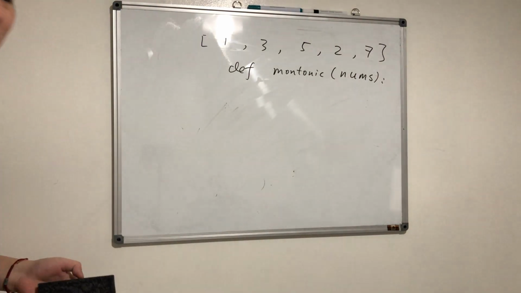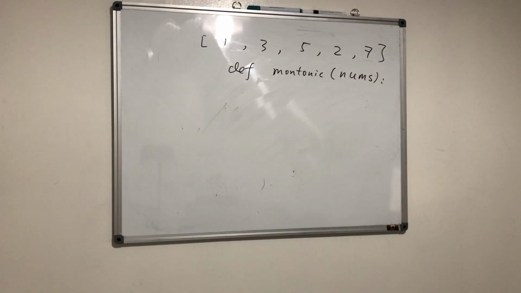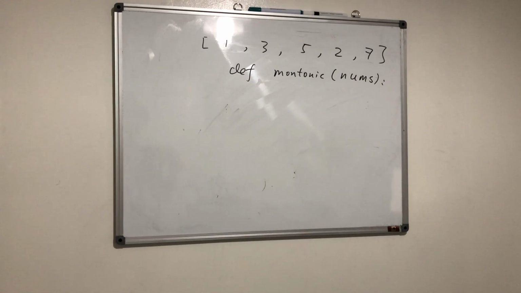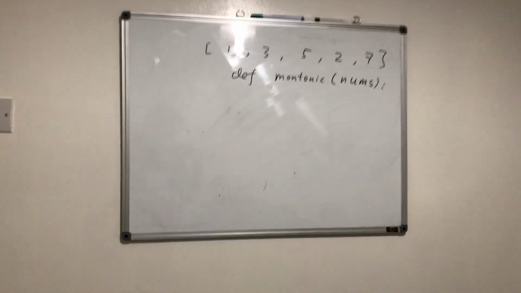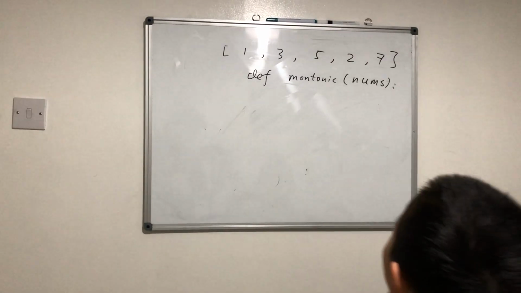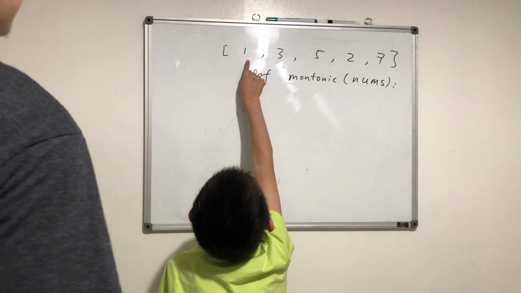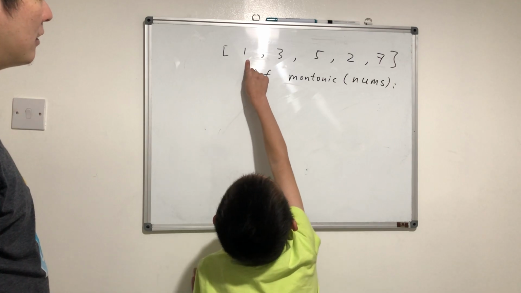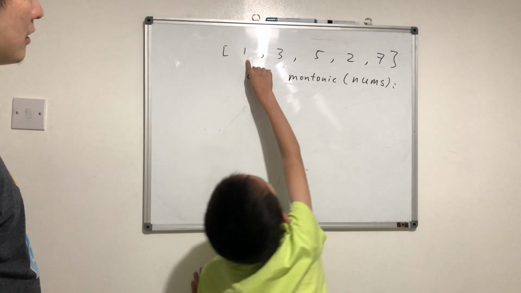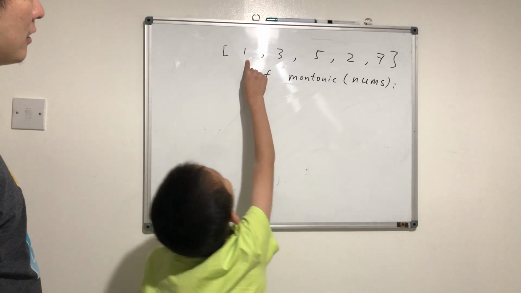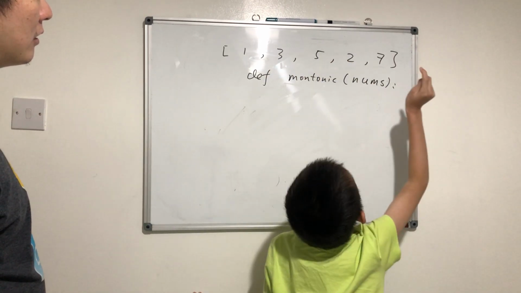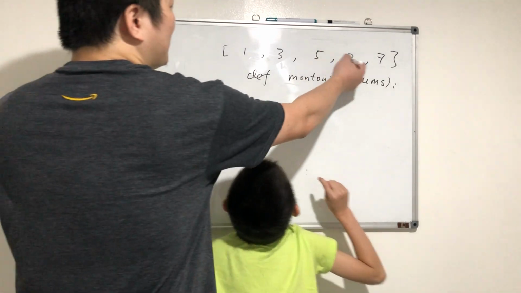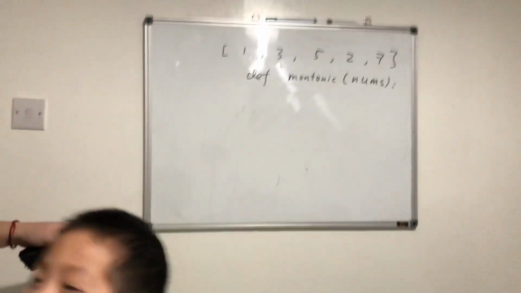So, any ideas? How can we do it? Just see it's going up number by number. Yeah, I know, but how do you do it? Oh, you just go, one is smaller than 3, so it's smaller. So we just keep checking. Is it smaller? Yes. Not smaller.